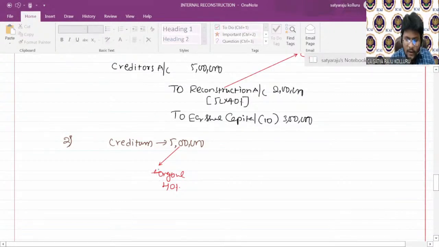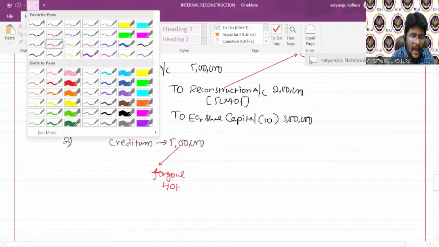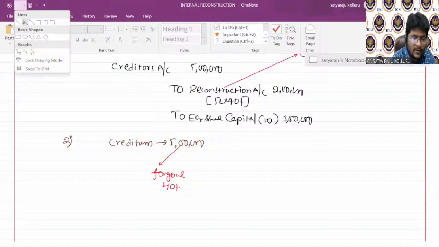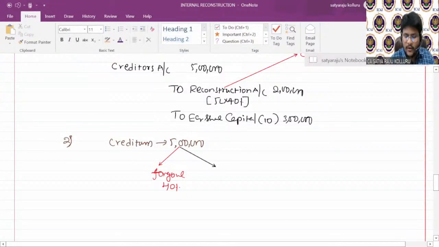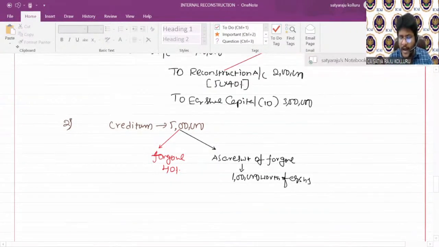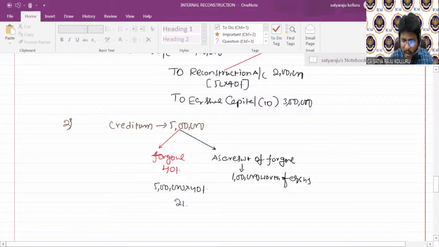But when they are ready to sacrifice 40%, as a result of such foregoing, they are expecting 1 lakh worth of equity shares. Now all of you concentrate. How much did they actually forgo? 5 lakhs into 40% means they forwent 2 lakhs.